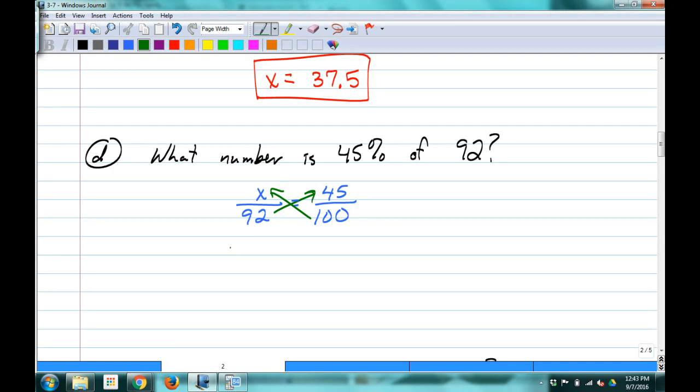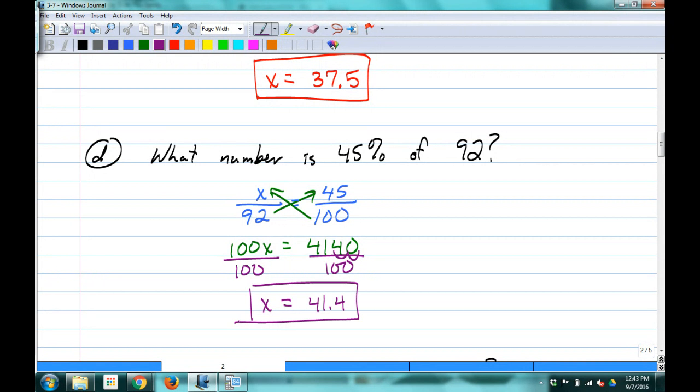I don't happen to know my 45 times tables or my 92s. Say it again. 4,140. Okay. And then we divide by 100. Yeah. Remember, if you divide by 100, it just moves the decimal twice. 41.4. And again, I'm okay with decimals as answers in this section. Is over of equals percent over 100.